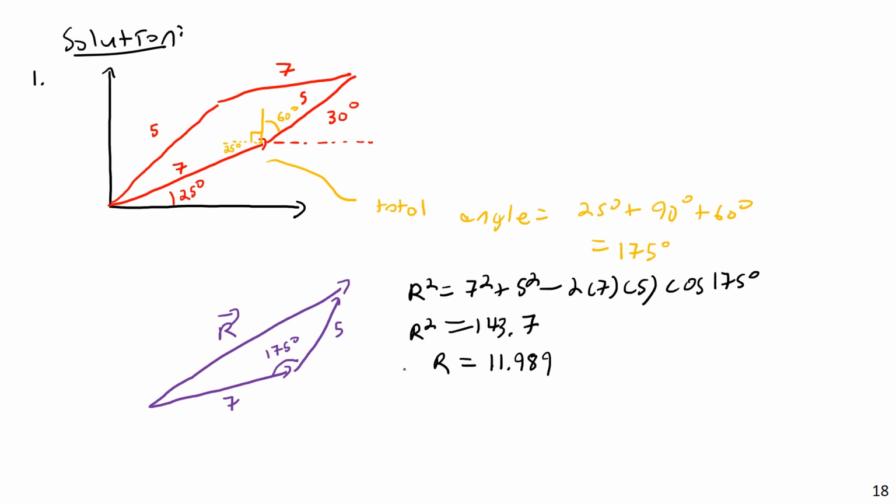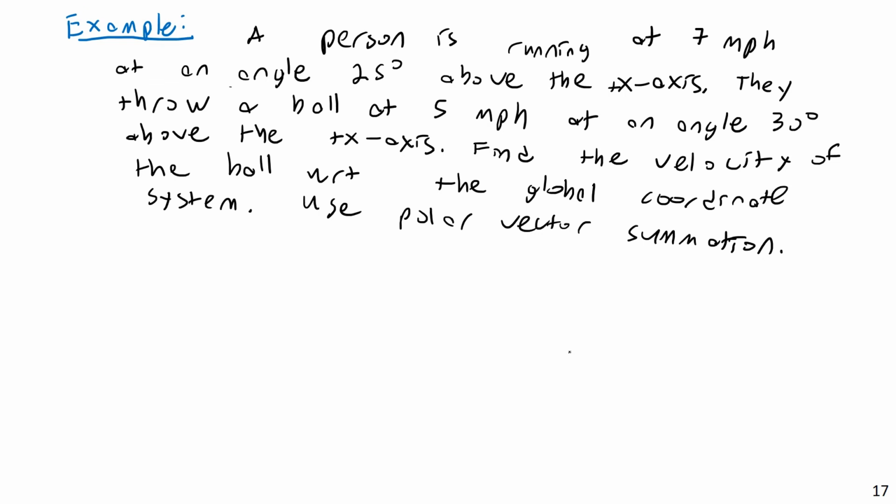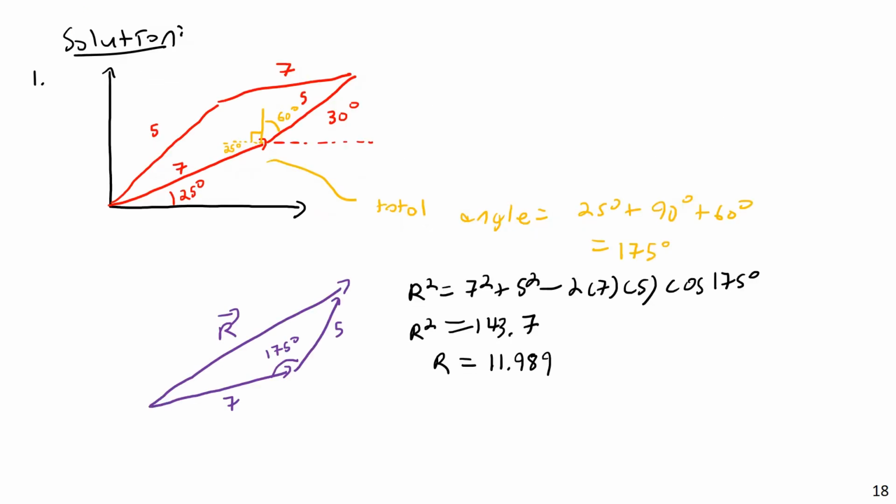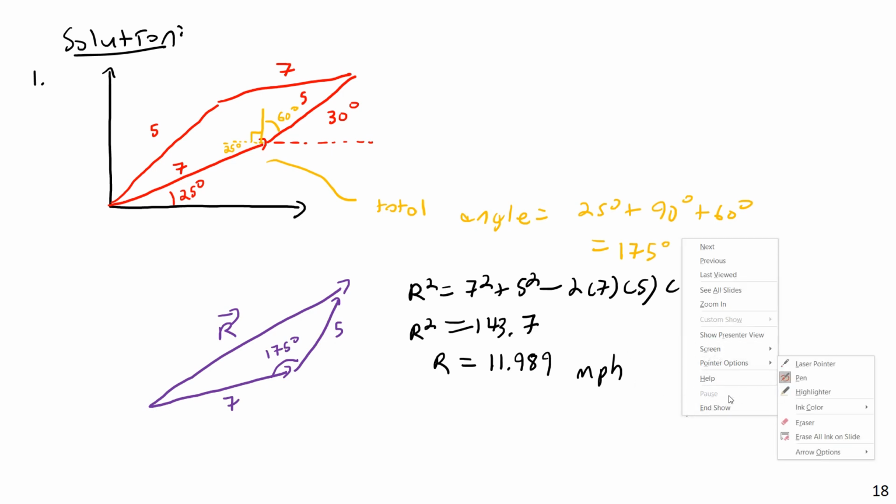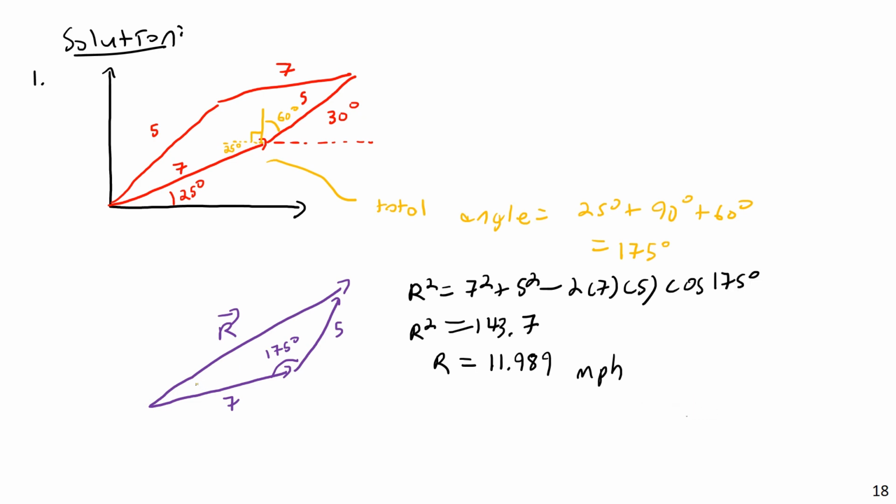Okay. So this is the magnitude of the combined vector, and the units for that would be miles per hour, since we're dealing with velocities or speeds, well, I guess velocities. Now, we should also go ahead and find the theta, and I can do this just by finding the theta here. If I know this theta, I can find the global theta fairly easily. So let's think about that.